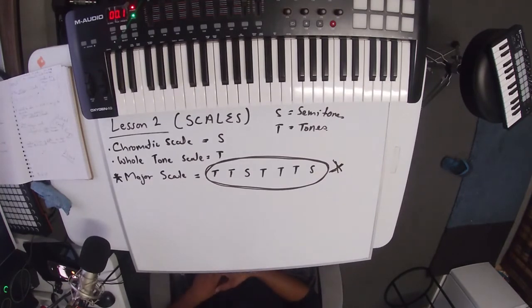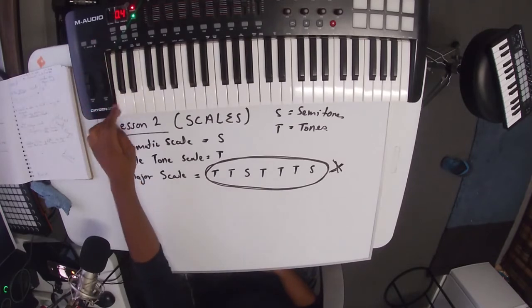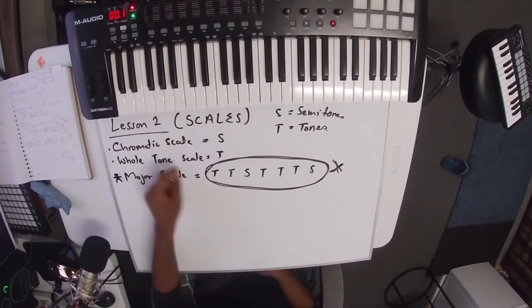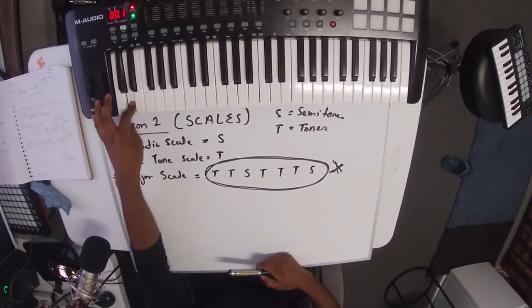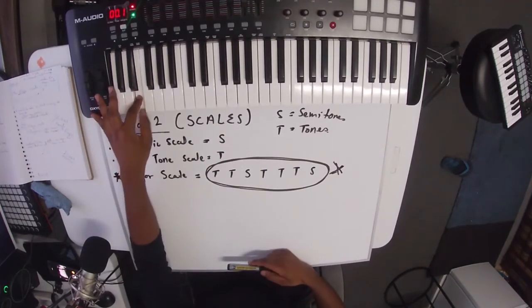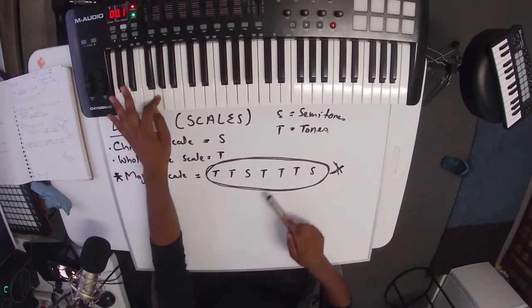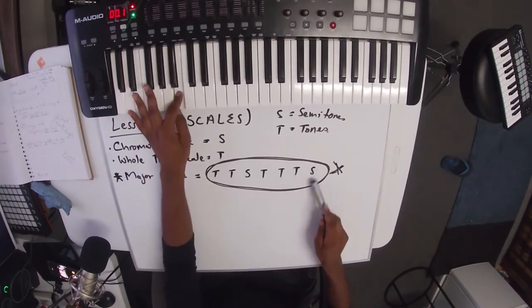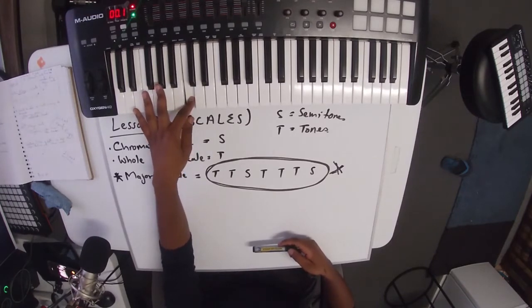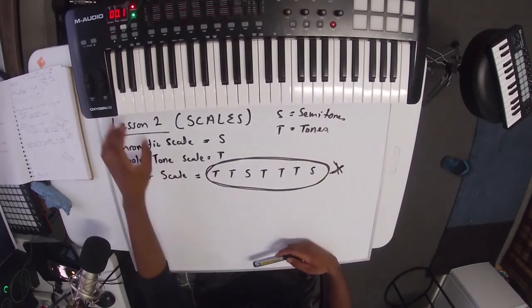So when we use this formula to make a scale, let's say we want to make the major scale. Okay, let's do that. Let's say we start from this note: tone, tone, semitone, tone, tone, tone, semitone. Okay, we can literally start from anywhere, use this formula, and we have that major scale sound.